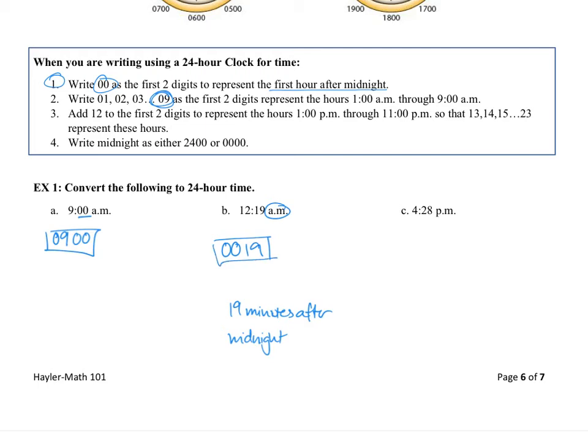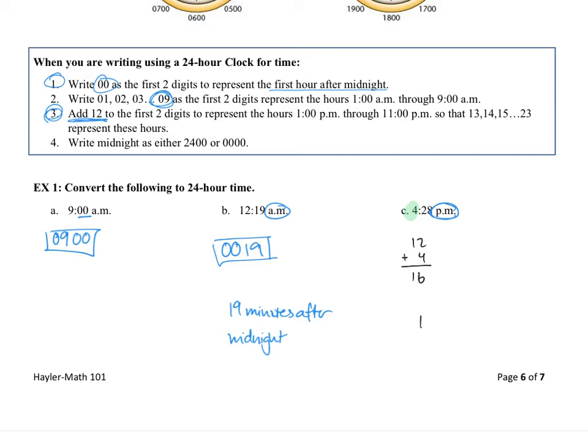Okay, so we're looking at 4:28 p.m. Okay, p.m., that's going to refer to step 3. We're going to add 12 to the first 2 digits. So what are my first 2 digits? My first 2 digits are 04. So that's going to be 12 plus 04, which would just be 12 plus 4, and that's going to be 16.